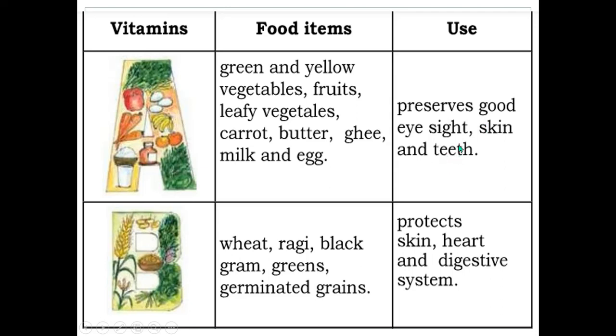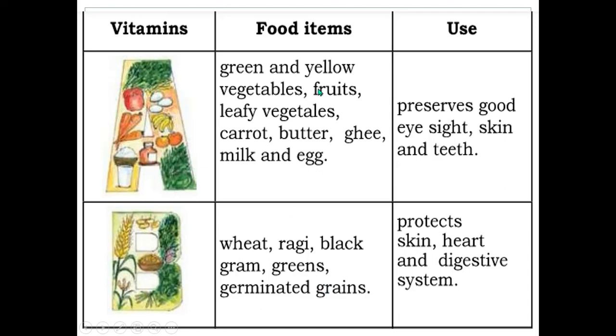Okay, so that means it will preserve good teeth and it will maintain skin healthy. So we should have vitamin A in our daily food. Now, vitamin B. Food items containing vitamin B are wheat, ragi, black gram, greens, germinated grains.